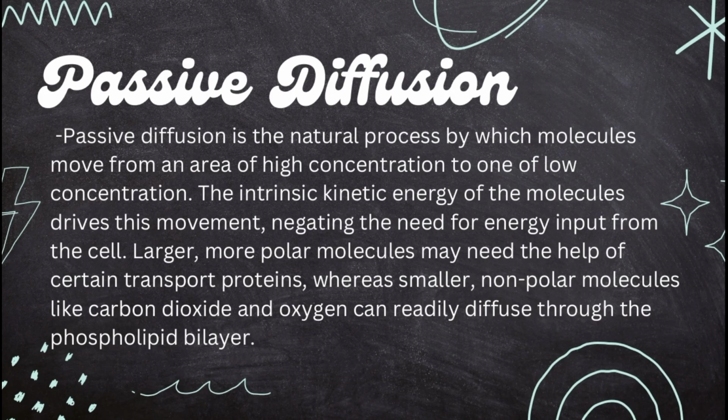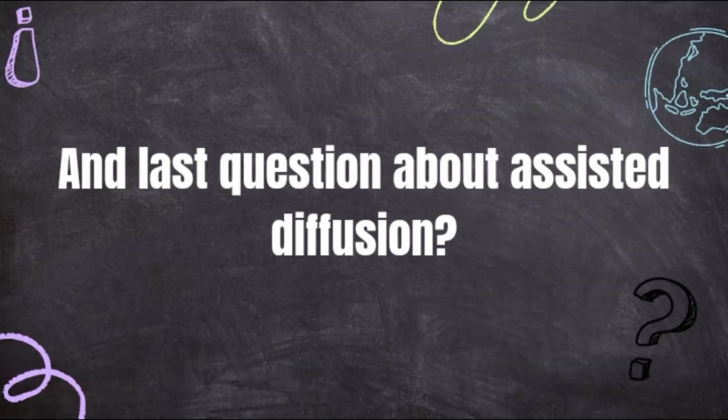Passive diffusion is a natural process by which molecules move from an area of high concentration to one of low concentration. The intrinsic kinetic energy of the molecules drives this movement, negating the need for energy input from the cell. Larger, more polar molecules may need the help of certain transport proteins, whereas smaller, non-polar molecules like carbon dioxide and oxygen can readily diffuse through the phospholipid bilayer. And the last question is about facilitated diffusion.